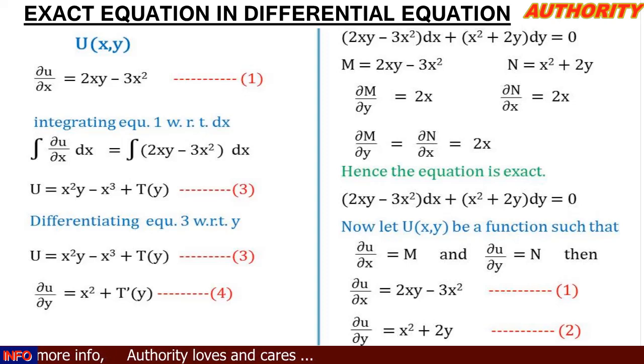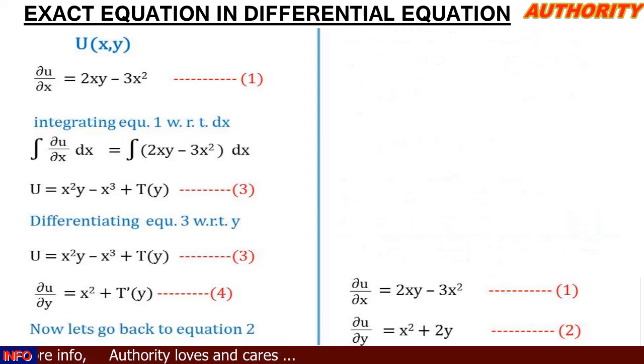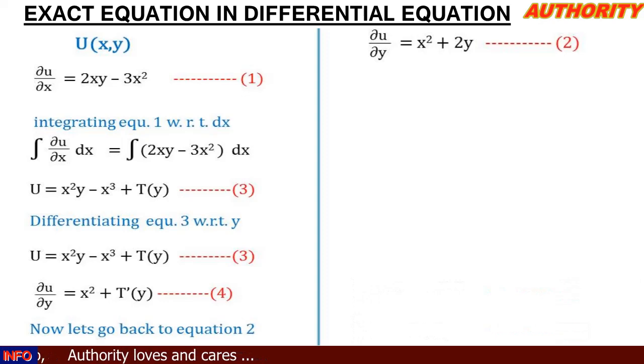Now, let's call this equation 4. From here, let's go back to equation 2. What do we have in our equation 2? Our equation 2 says the partial derivative of u with respect to y is equal to x squared plus 2y. Okay, and then what do we have now? We have in our equation 4, the partial derivative of u with respect to y again is equal to x squared plus t prime of y.